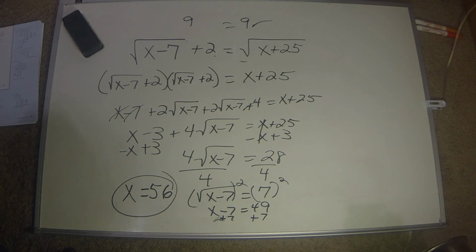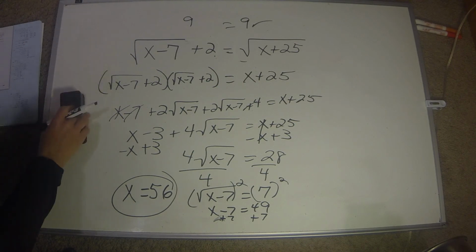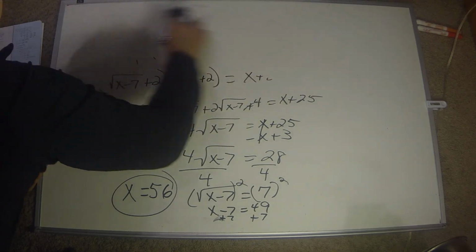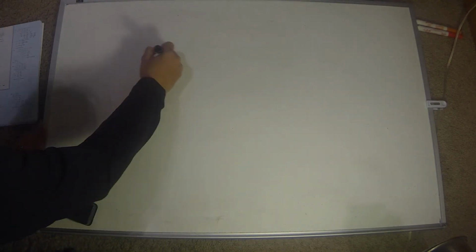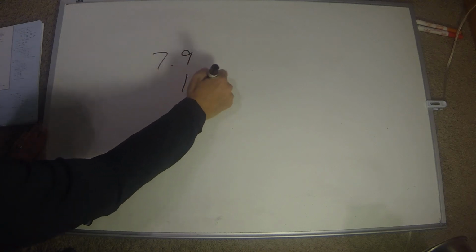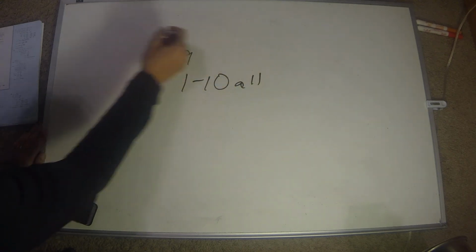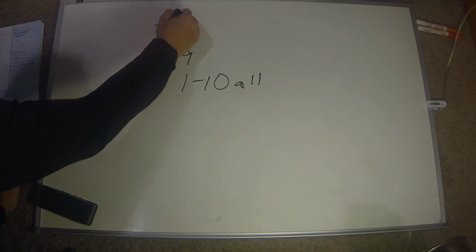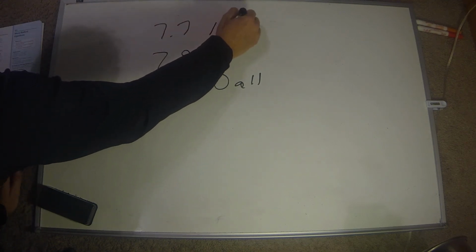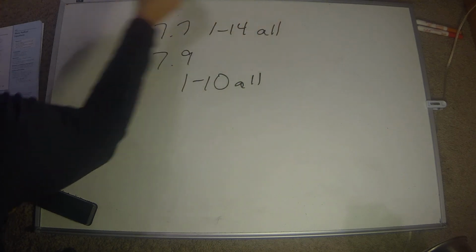On this section, you're going to be doing 1 through 10 all. Okay, so 7.9, 1 through 10 all, and on 7.7, 1 through 14 all.